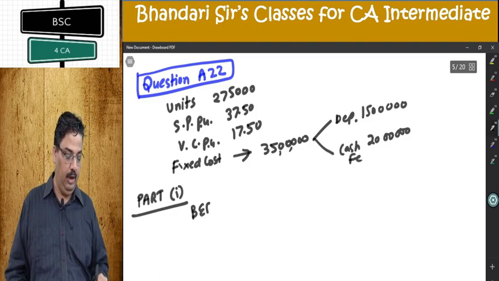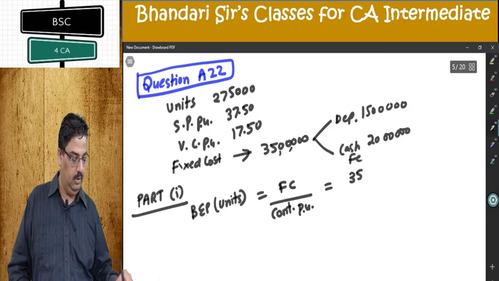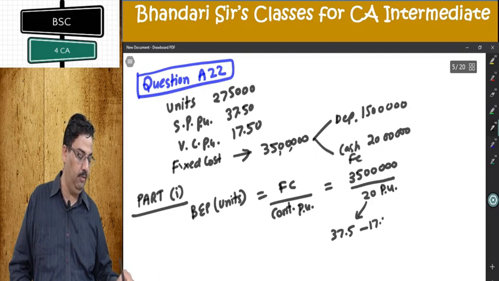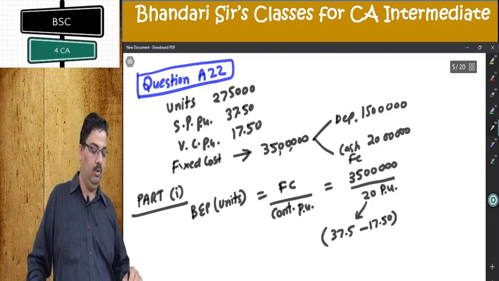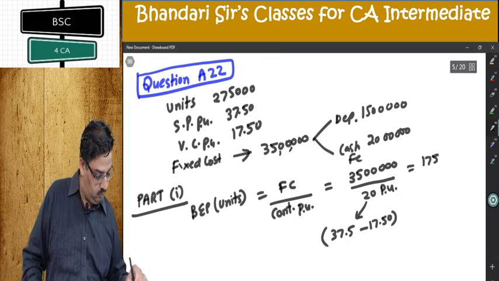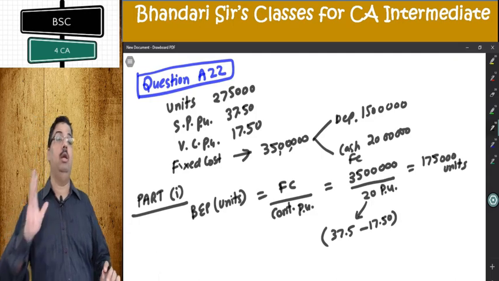So, break-even point in units, fixed cost divided by contribution per unit. 35 lakh divide by 20 per unit. How did I get 20? 37.50 minus 17.50. From there I am getting 20 per unit. Once I divide, I get 1,75,000 units.